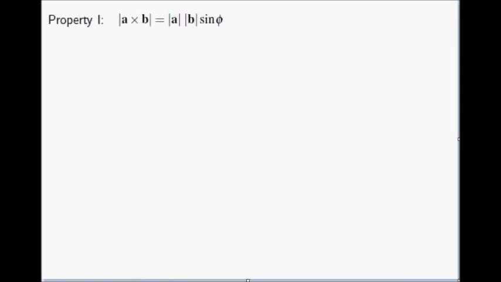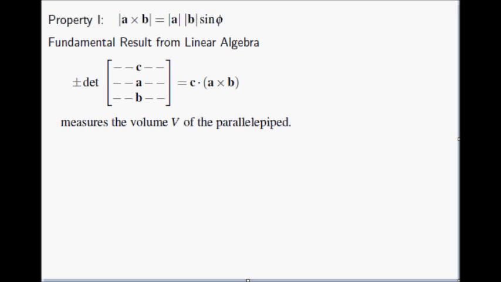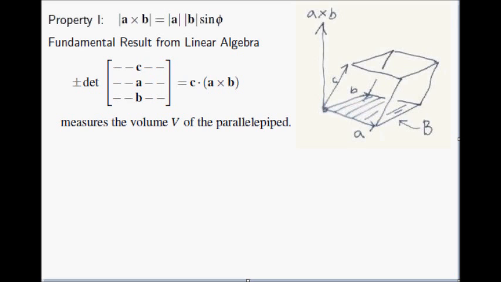Okay, let's look at the first property here. Let's recall this fundamental result from linear algebra. If three vectors A, B, and C form a parallelepiped, shown in the figure here, the volume of this solid is equal to the determinant of this 3x3 matrix up to sign, and by the cofactor expansion and the definition of the cross product, we have this dot product version, as you can see on the right side of the equation.